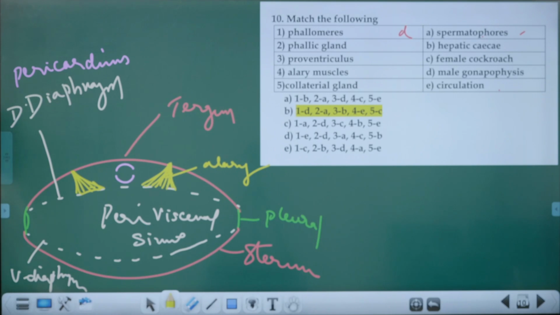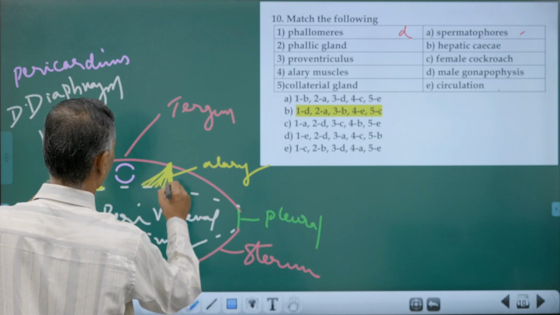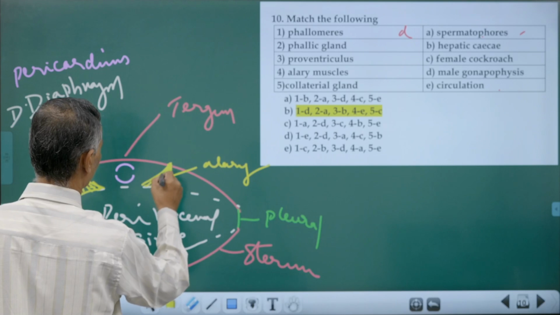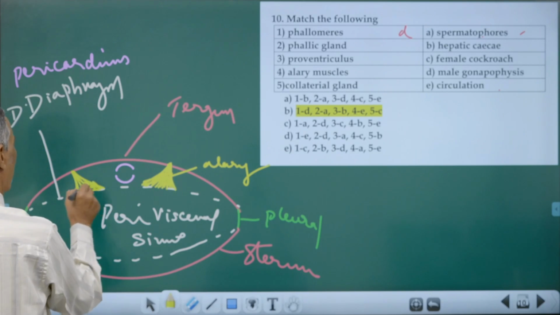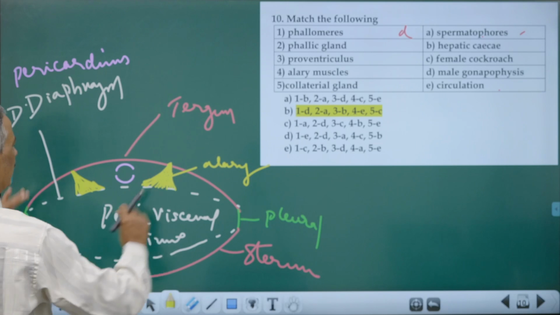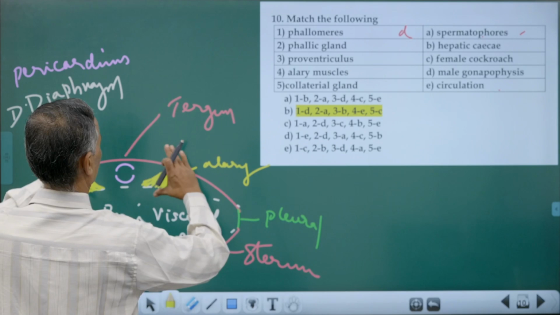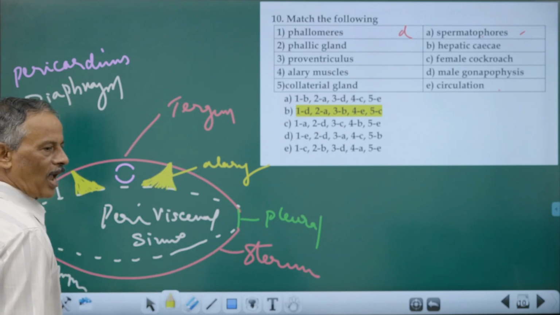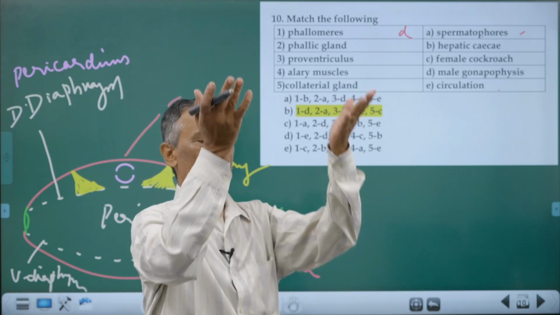Alary muscles are connecting the pericardium with the tergum. And the pericardial muscles are triangle shaped with their broad base. They are connected to the pericardium, and by the narrow apex they are connected to the dorsal shield. Okay, and they act as a pair of bellows, and by their action the diaphragm is moving up and down.